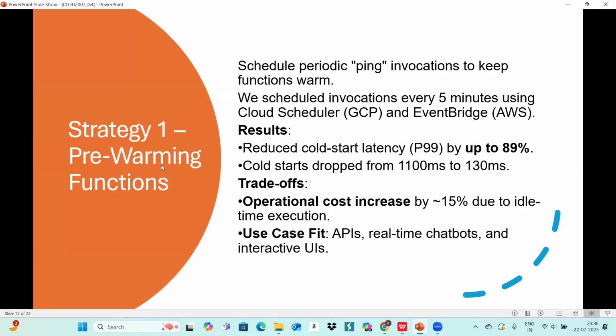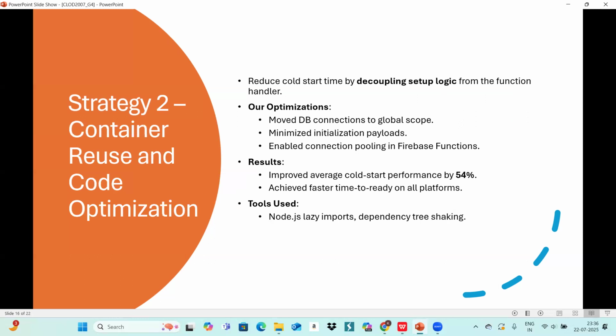The second strategy that we're going to talk about is container reuse and code optimization. In this approach, we tried to minimize the amount of work done during each cold start by reorganizing our code and runtime environment. We moved database connections to the global scope so that they are initialized once per container, not per function call. We applied lazy imports to defer loading large libraries until they are needed. We minimized payloads by trimming unnecessary packages and optimized code structure.